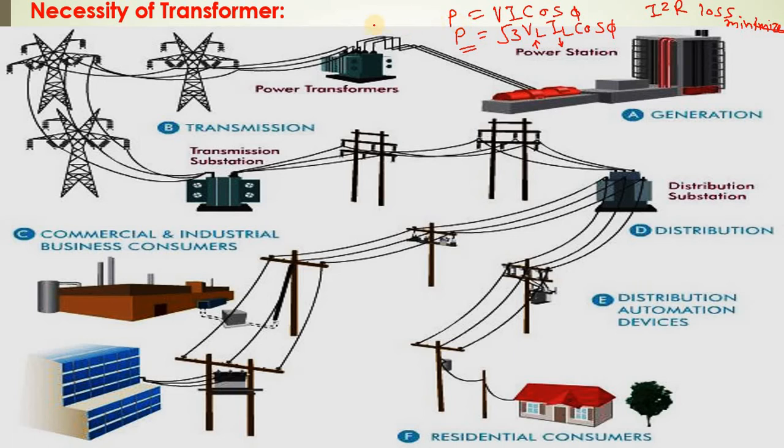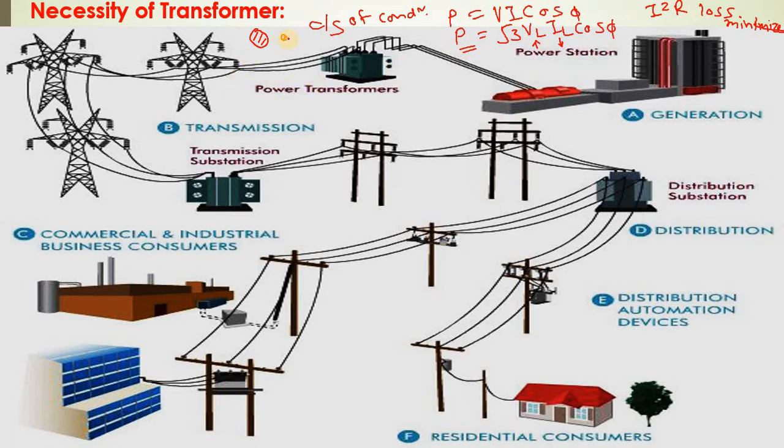The second advantage is the cross section of the conductor. Initially, if we required this much cross section, then if we increase the voltage level to transfer the same amount of power, we will need a smaller cross section of the conductor. So the conductor cross section will get reduced by increasing the voltage level for the same power transfer.